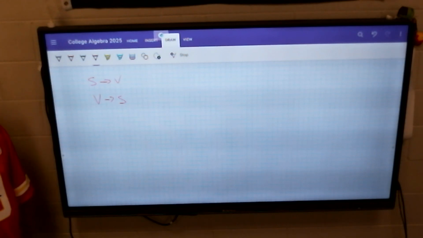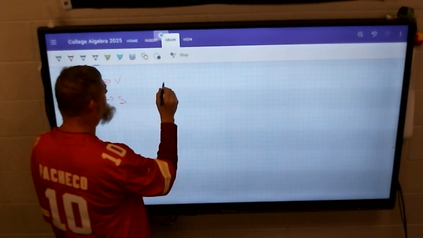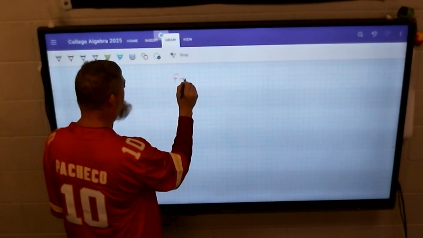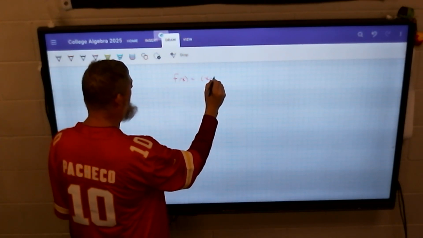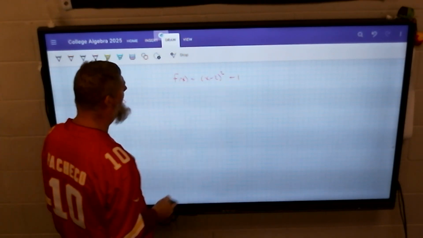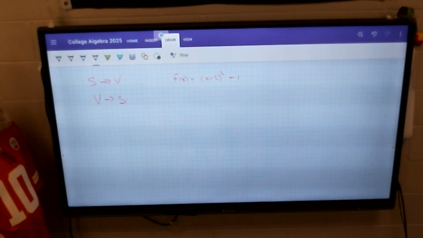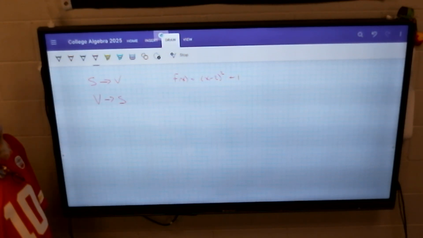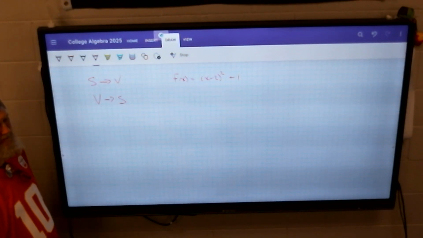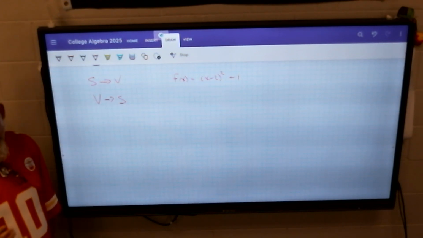So sometimes we want to go to standard. So if I give it to you in vertex form, let's give you something easy like x minus 2 squared plus 1. How would I put that into standard form? There's only one way. One easy way. You have to foil it out and then add 1 on the end. That's all you gotta do. You have to actually just multiply it out.